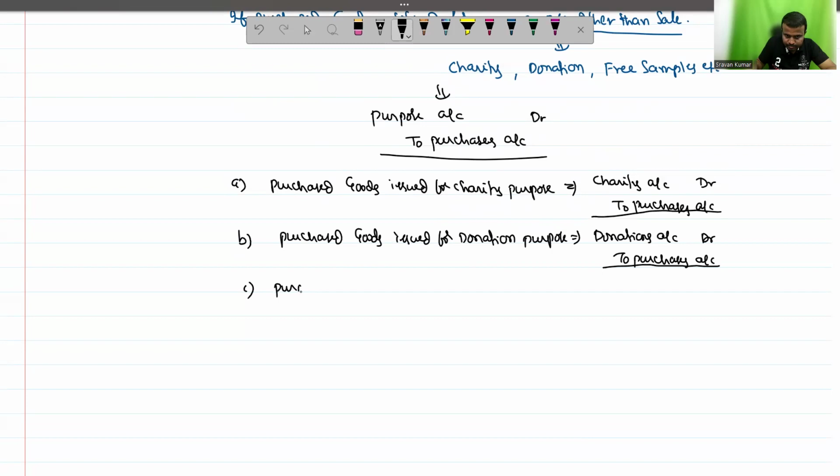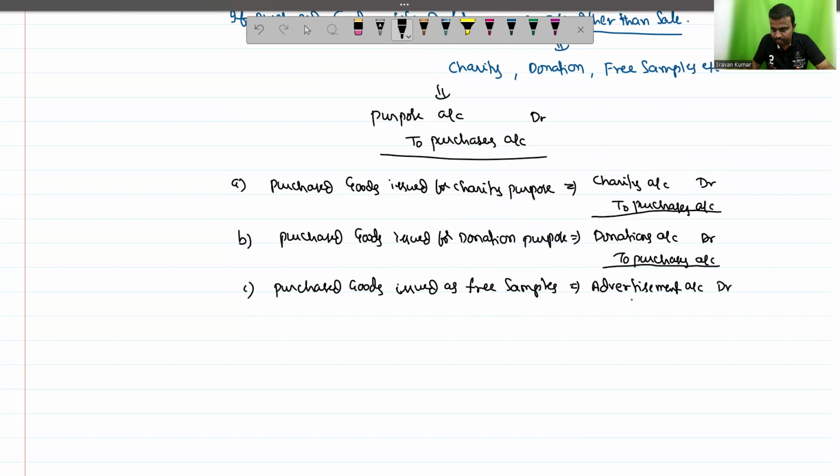Next, purchased goods issued as free samples. Purchased goods issued as free samples. When the goods are issued as free samples, those are considered for what purpose? Advertisement. So we write the entry advertisement account debited to purchases account.